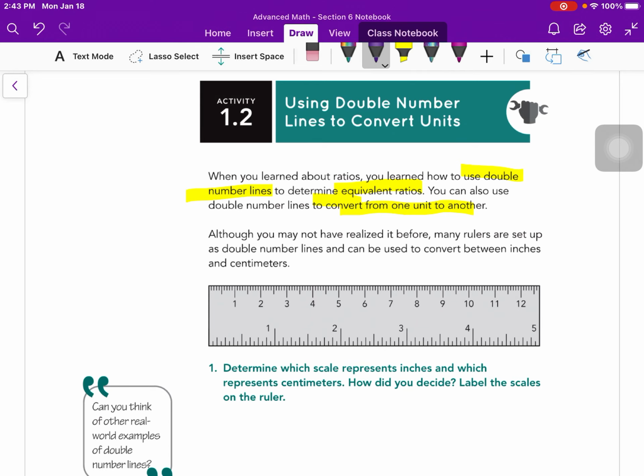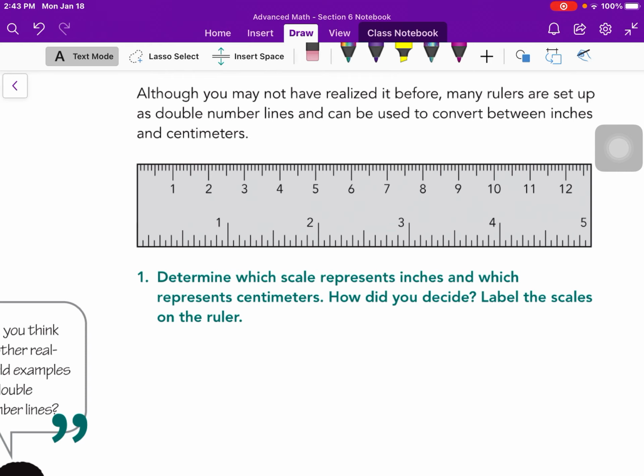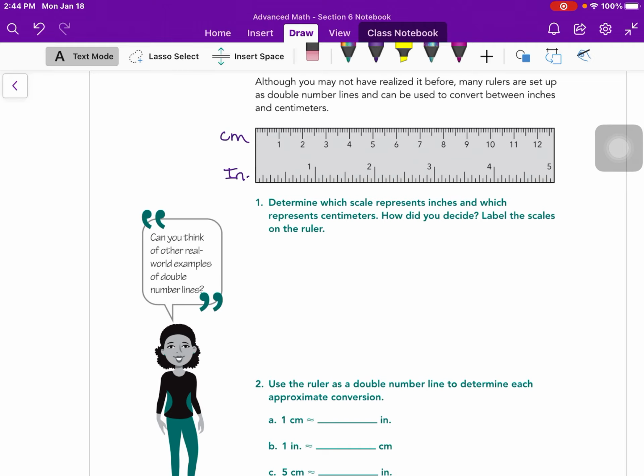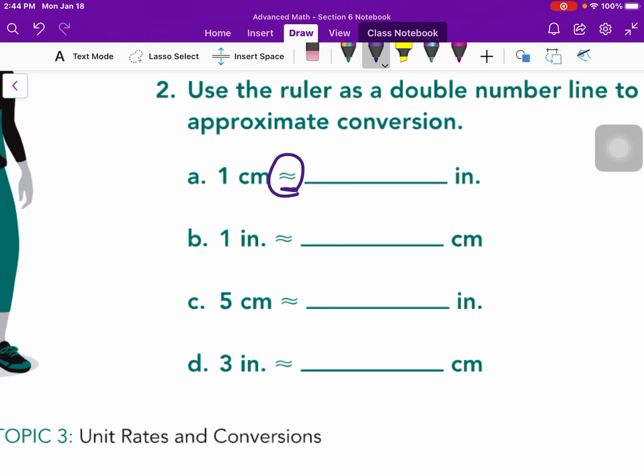It says determine which scale represents inches and which represents centimeters. I know centimeters are smaller than inches, so this side represents centimeters and this side represents inches. How did you decide? Well, like I just said, I knew centimeters were smaller than inches. All right, use the ruler as a double number line to determine each approximate conversion. So notice down here, they're all approximate. We're using this approximation symbol and not an equal sign.